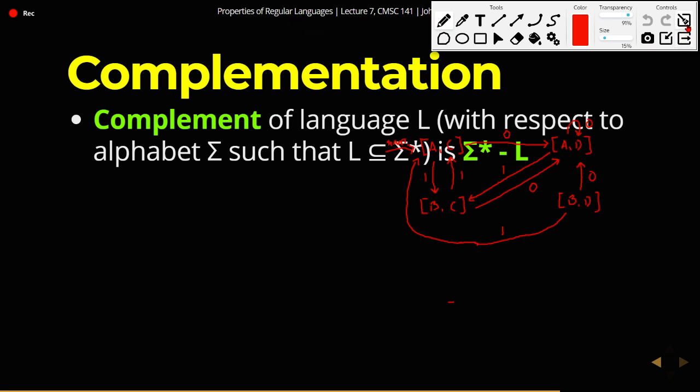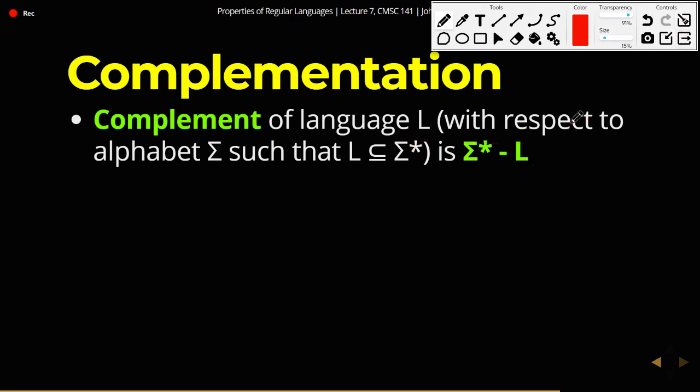If this is the universal set, sigma star, and this is your language, the complement is everything that's outside of the language but is part of sigma star. Okay, so that's the complement.